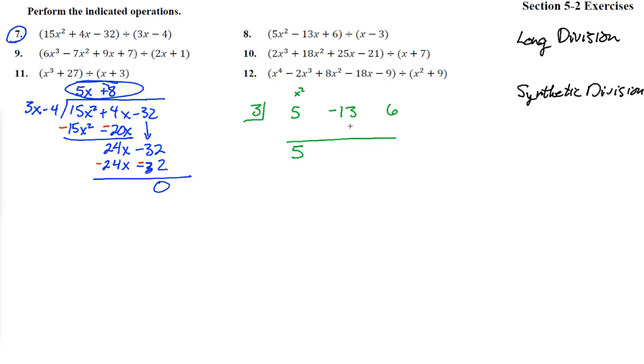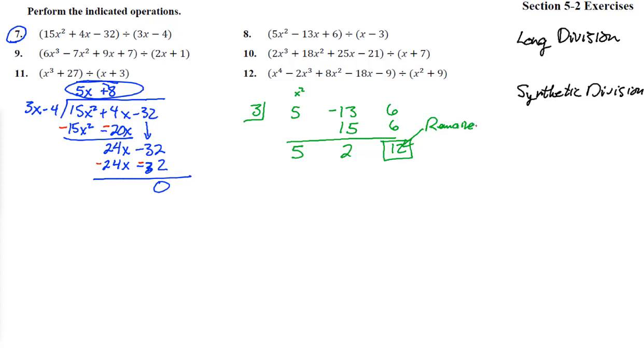5, 3 times 5 is 15. Negative 13 plus 15 is 2, positive 2. And then 3 times 2 is a positive 6. 6 plus 6 is 12. This is the remainder.